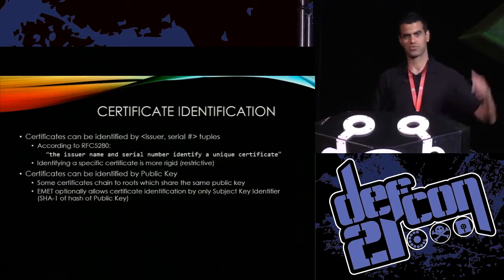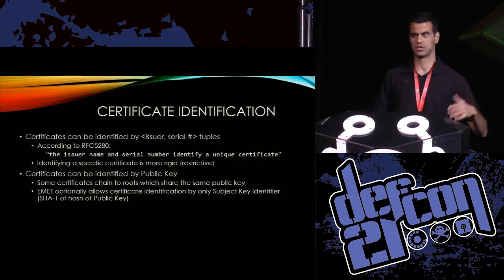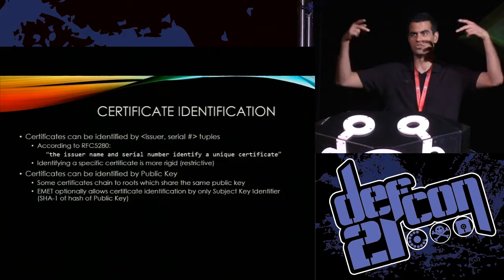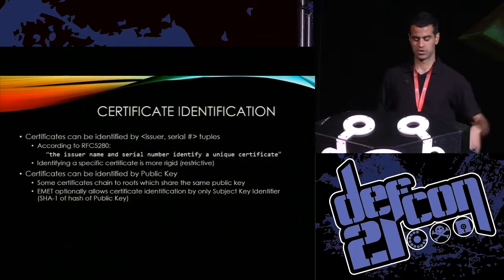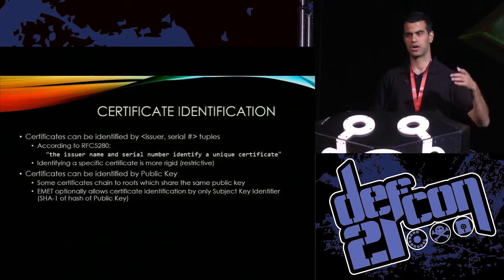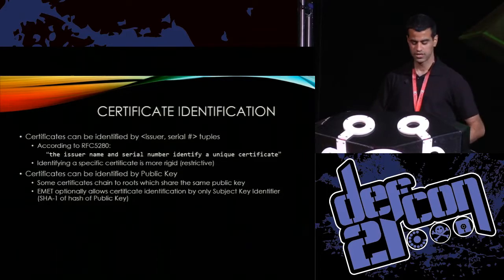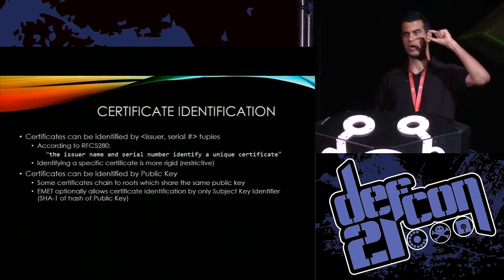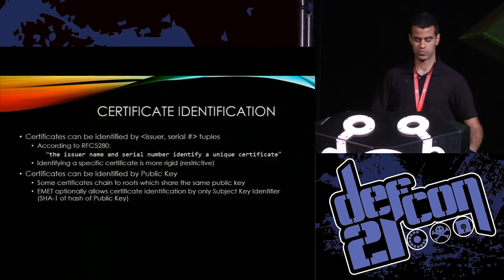But that's really rigid, because it is a valid case that 2 root certificates could have the same public-private key pair. So although you would be identifying a unique certificate, you would still have false positives because you are identifying a certificate, not a key. So we decided to also add an option to pin to a public key. In this case, this would be the SPKI, the subject key identifier of the root certificate.